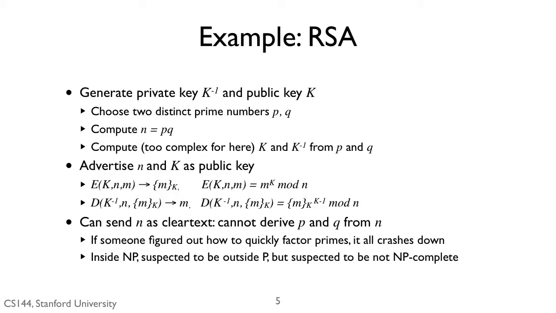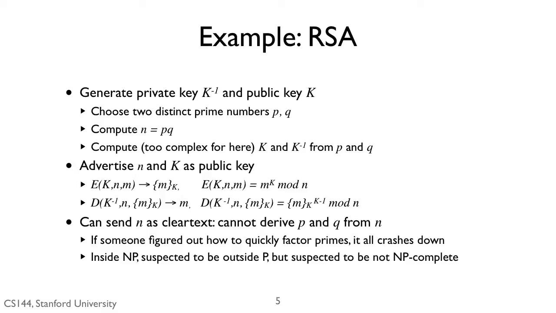So you derive K and K inverse from P and Q. If an adversary learns P and Q, then they can generate the private key and break the system. You can't derive P and Q from K. It turns out you also can't derive P and Q from N. N is the product of two primes. Factoring N into P and Q turns out to be computationally hard. If someone figured out how to do it quickly, then all of RSA comes crashing down.